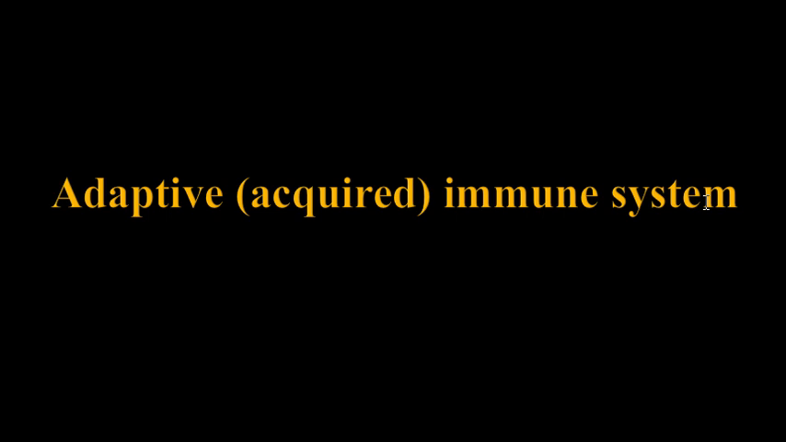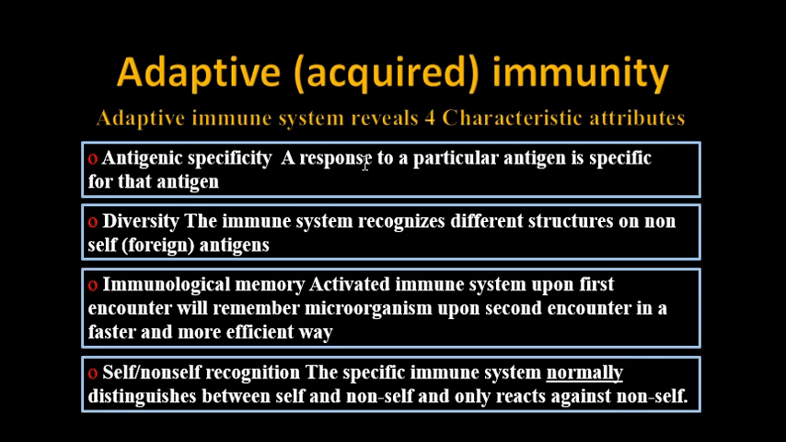In this video lecture, I will be talking on adaptive or acquired immune system. Adaptive immune system reveals four characteristic attributes. These are antigenic specificity, which is a response to a particular antigen which is specific for that antigen. Diversity, the immune system recognizes different structures on non-self antigens on the surface of microbes.